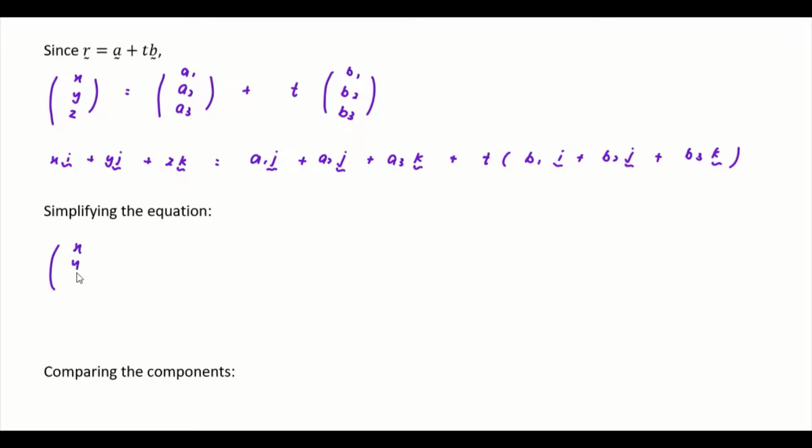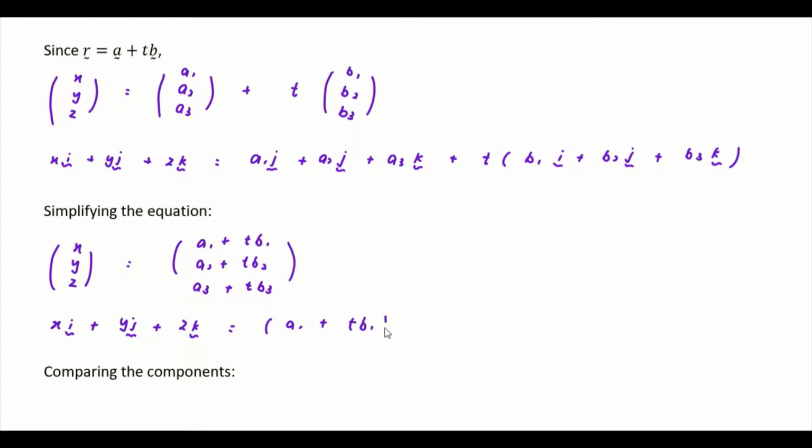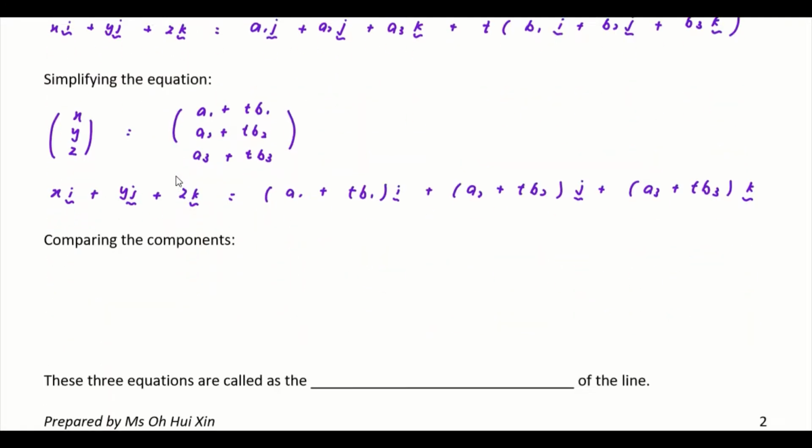So I'll be able to get x, y, z equal to a1 plus tb1, a2 plus tb2, sorry for the noise of the motorcycle, a3 plus tb3. The same thing for the ijk: when I simplify them, I'll get xi plus yj plus zk, which will be equal to, simplifying the right hand side, the i and i together, a1 plus tb1 i, then a2 plus tb2 j, and the last one a3 plus tb3 k. Don't worry, the column vector and the ijk component form are actually doing the same thing. I'm just going to show you both ways.